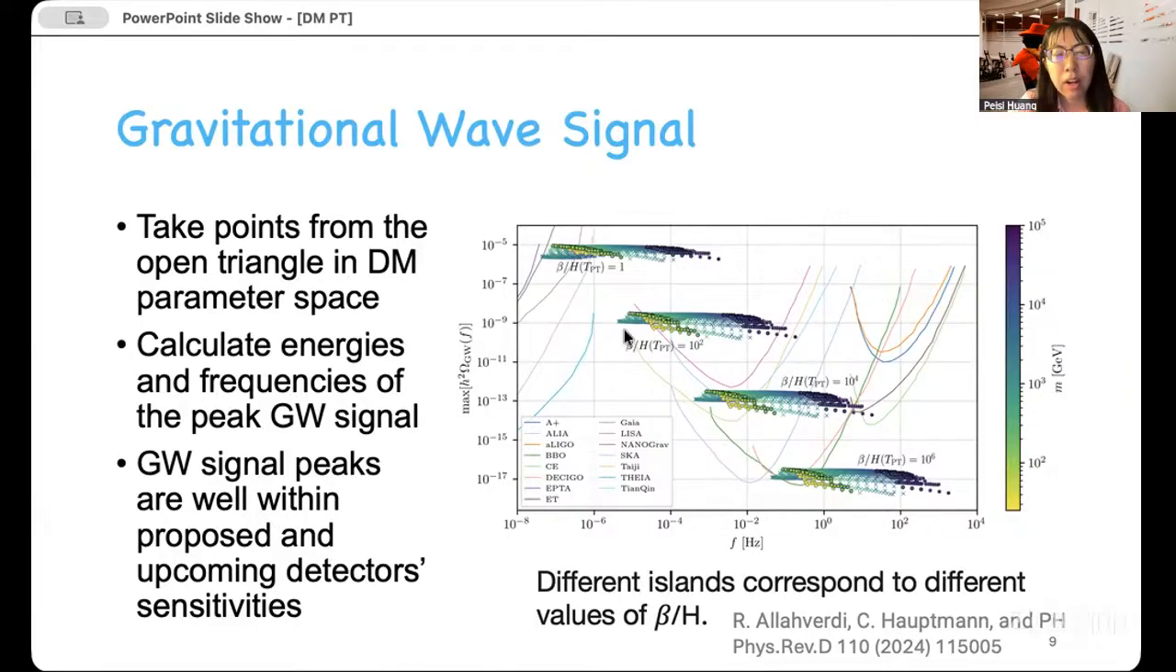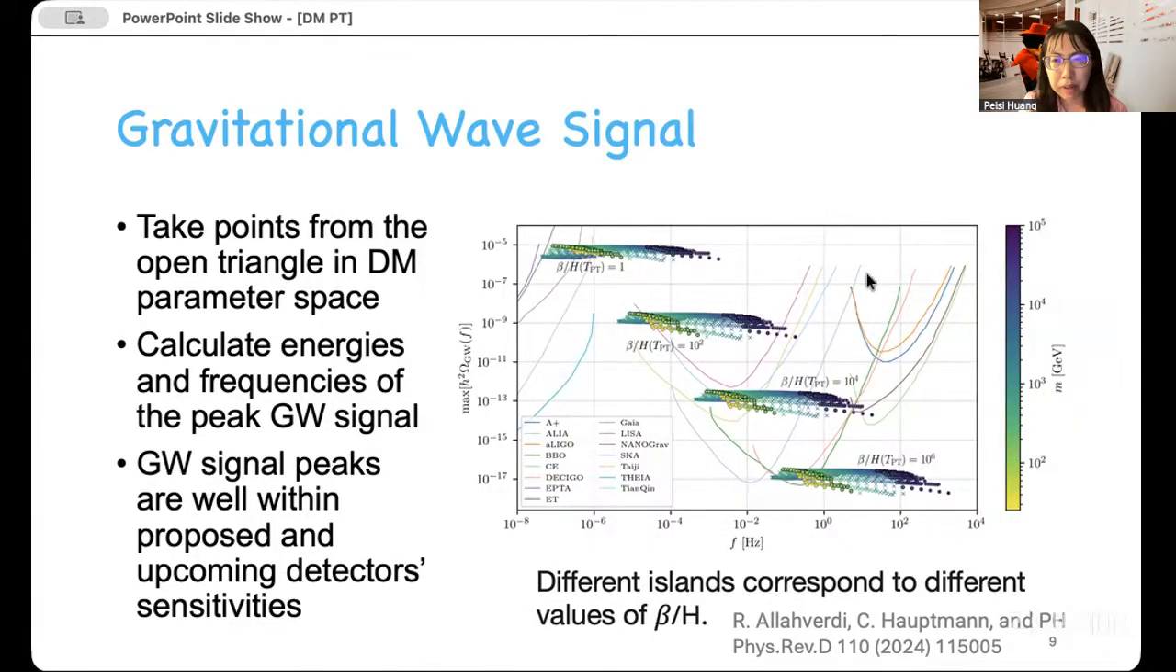So for lower beta over H, say beta over H equals 1, the peak frequency is in the range of 10 to the minus 7 to 10 to the minus 3. So the lower end can be probed by the pulsar timing arrays like GAIA and SIA. And then when we increase beta over H to 100, we mostly fall into the LISA range.